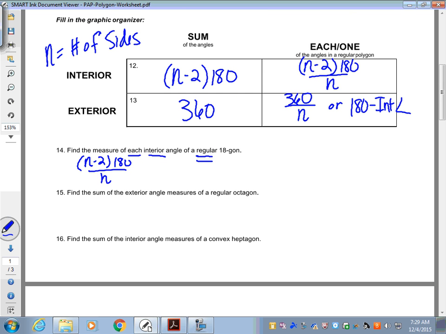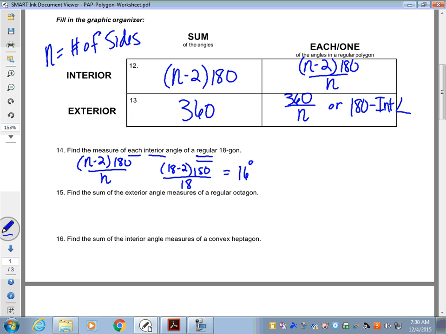So when I'm checking for understanding and giving partial credit, I'm checking that you picked the right formula and that you plug it in correctly. So we should have 18 minus 2 times 180, but then divided by 18, which is the number of sides. This, I believe, is 160 degrees, I think.